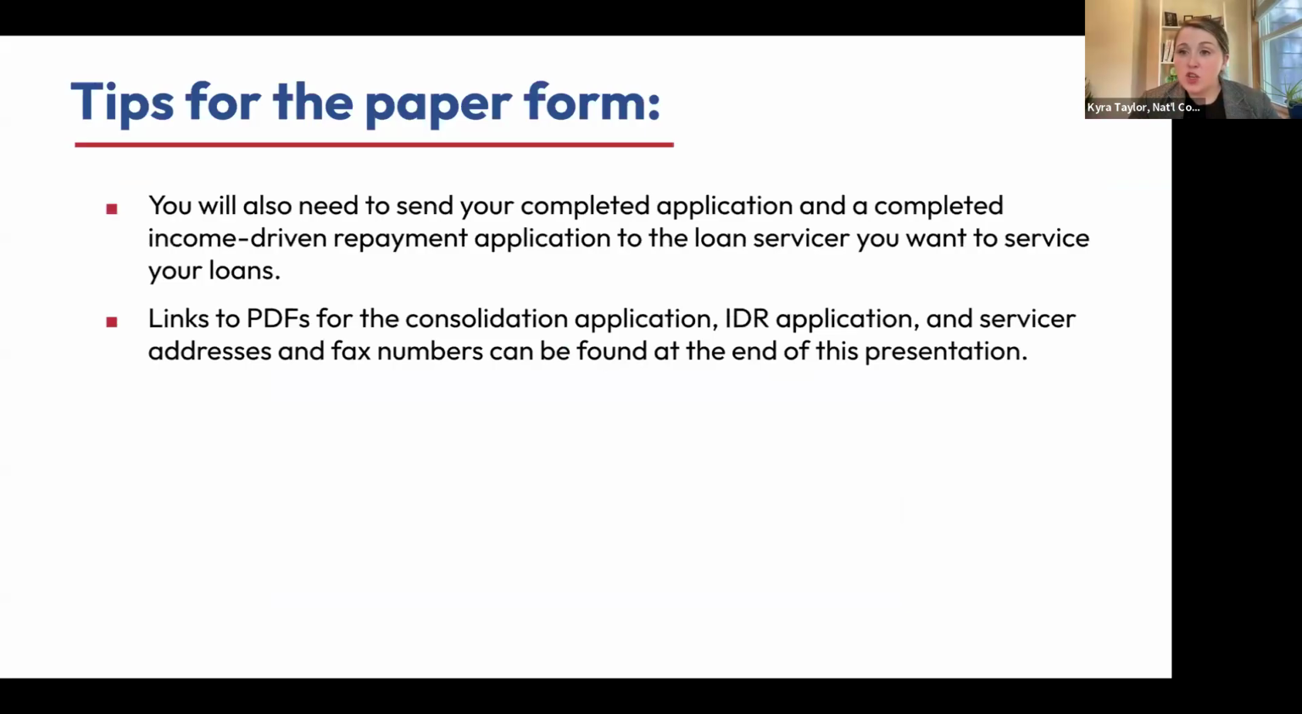The other piece is you will need to separately complete a paper income-driven repayment application and then attach that to your consolidation application if you're using the paper form. You can submit them both together to the servicer that you want to service that new consolidation loan. We have links at the end to the PDFs for the various applications, and we also have the servicer addresses where you would need to send these applications when you submit your consolidation application.